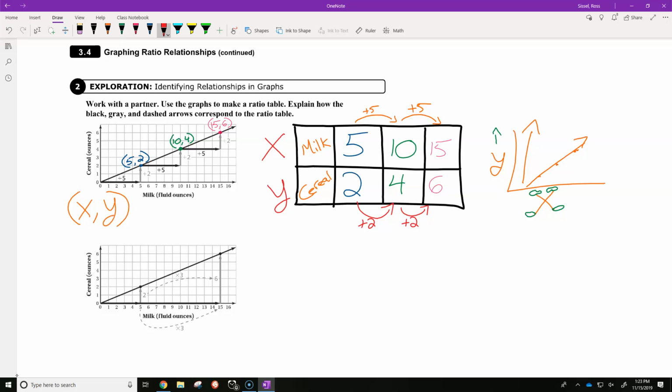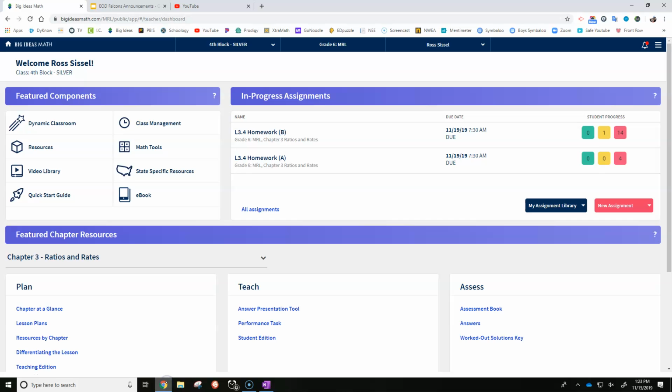Alright. What I want you to do, 2 things. I'm going to make a race. And I'll hand out notes in just a second. But I gotta see if mine works. I need everyone to get to the dashboard of Big Ideas. When everyone in your table group is there, let me know.